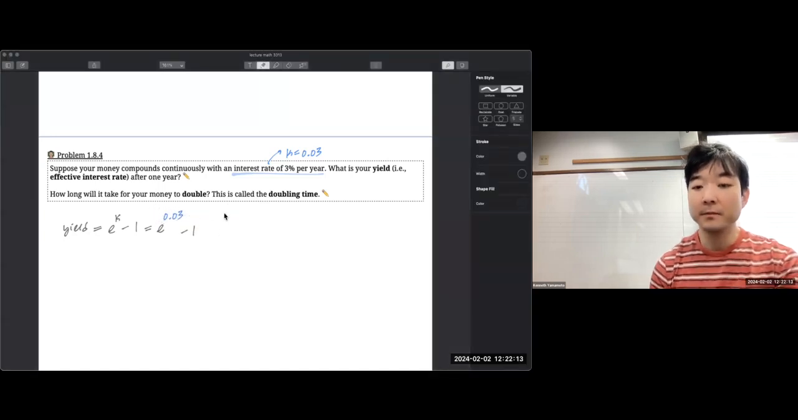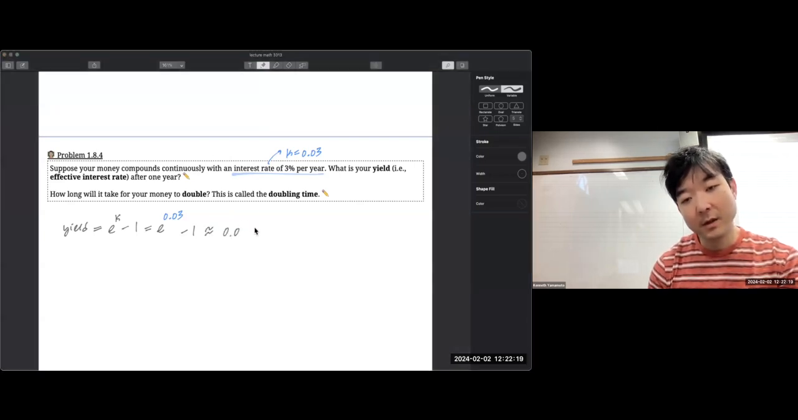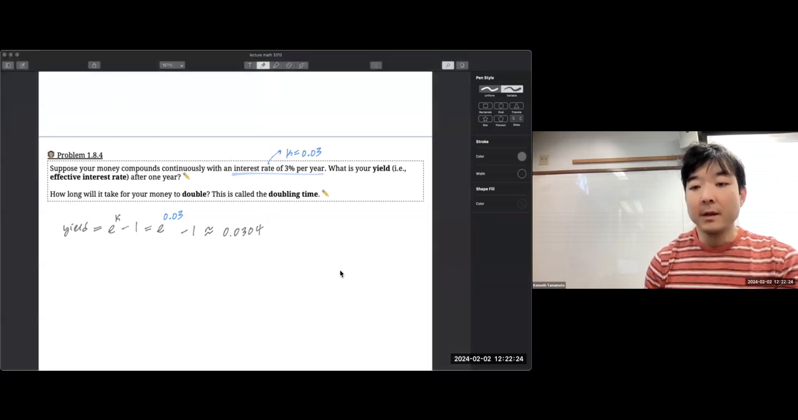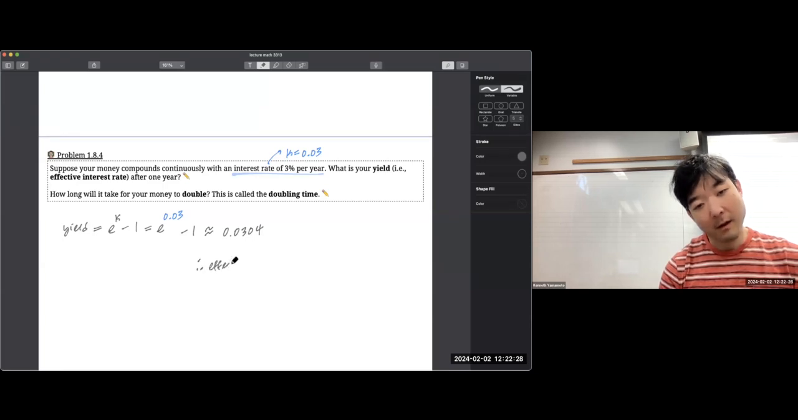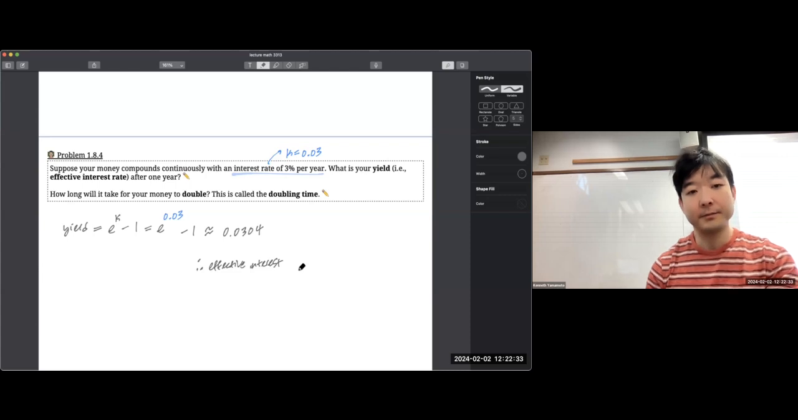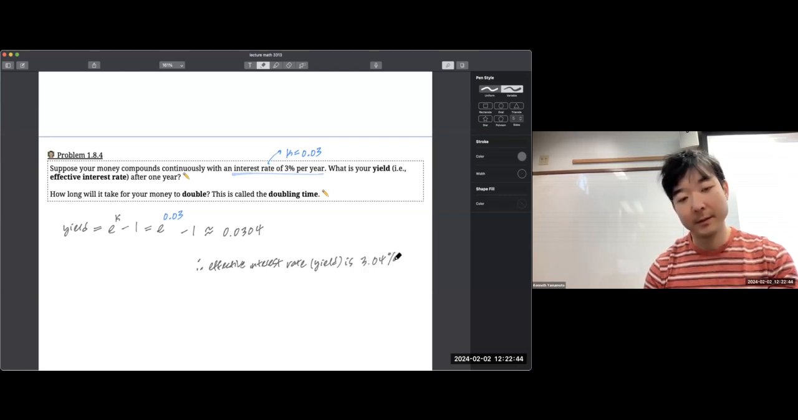And of course, this one, you have to use your calculator as well, and it's going to become 0.0304. So the effective interest rate, or yield, is, if you convert into percent, 3.04%.